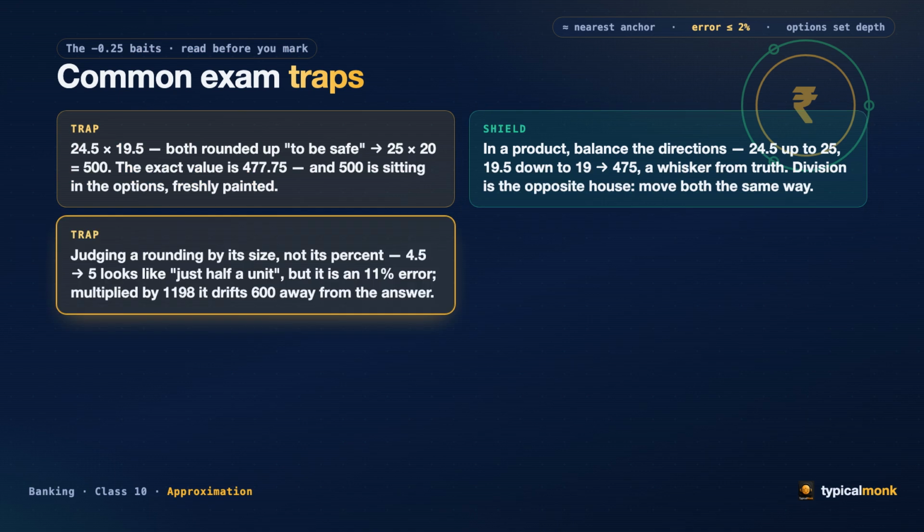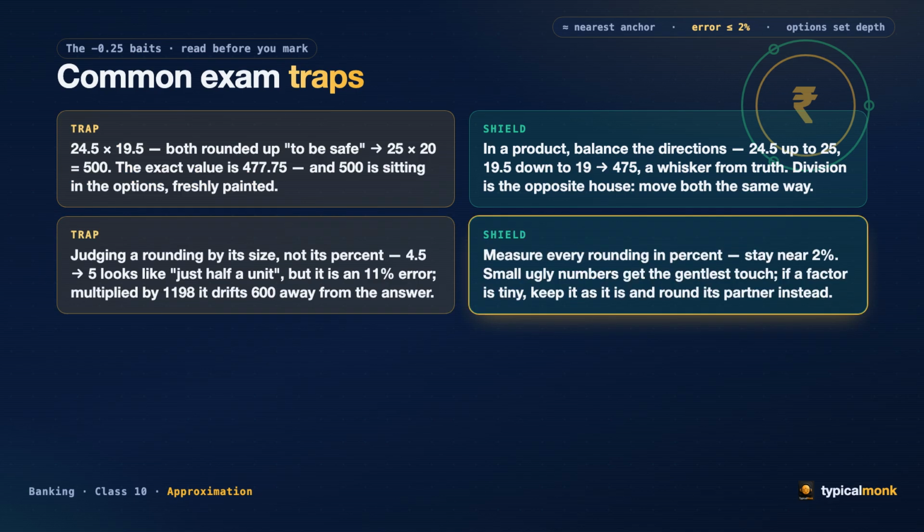Trap 2. Judging the rounding by its size, not its percent. Turning 4.5 into 5 looks like just half a unit, but it is an 11% error. And the moment it multiplies with 1198, that error drifts 600 away, straight into the lap of a wrong option. The shield, measure every rounding in percent, stay near 2%.